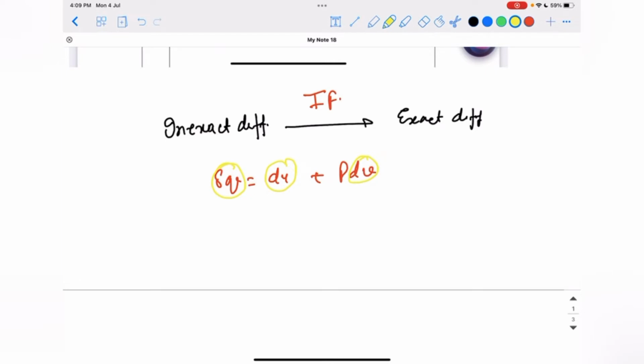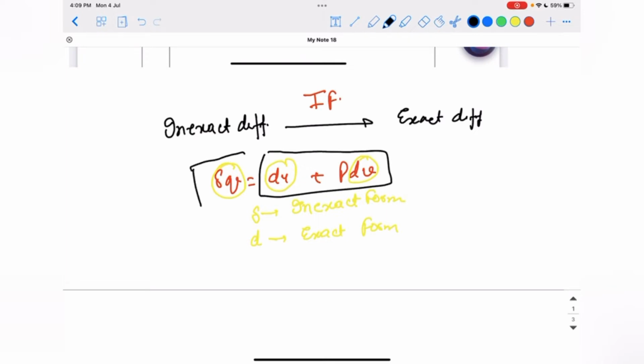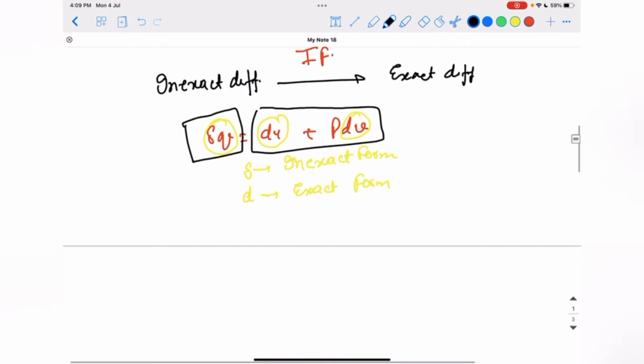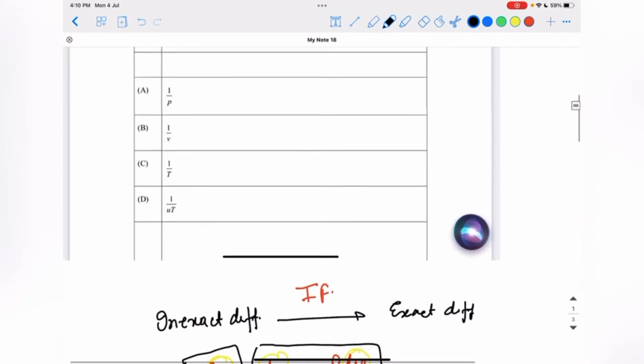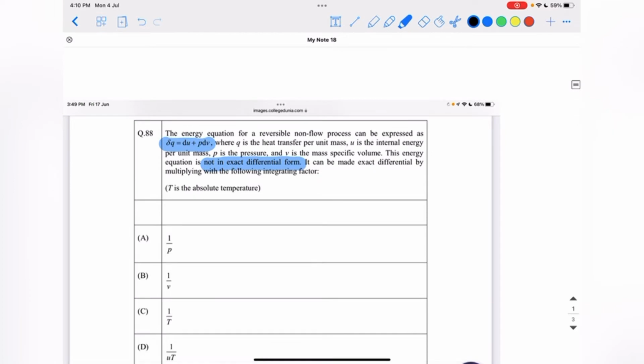So if a term of an equation is preceded by delta, then it is in inexact form, and if it is preceded by d, then it is in exact form. So I can see that the right hand side of this equation is in exact form, whereas the left hand side of this equation is not in exact form. Now it is given in the question that this equation is for a reversible non-flow process.